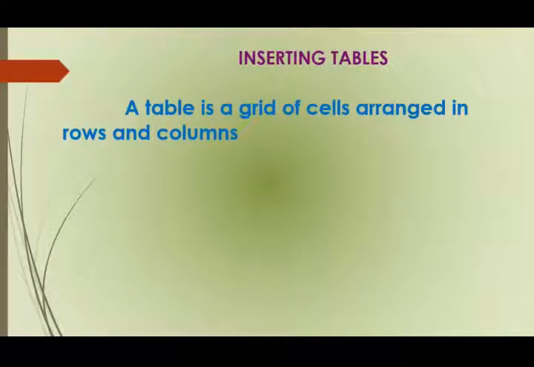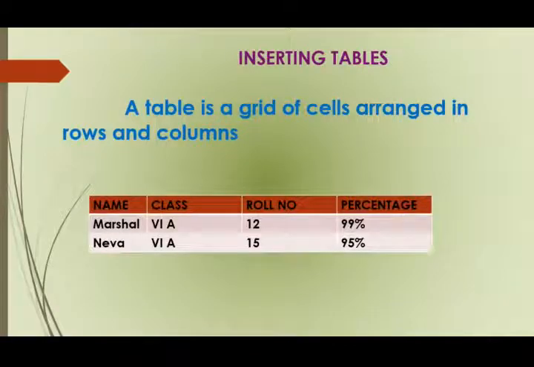And the next topic is inserting tables. What is meant by a table? A table is a grid of cells arranged in rows and columns. Tables are useful for various tasks such as presenting text, information and numerical data. Students, see in this image, the information is placed into rows and columns. This is called a table. Let us see the steps for inserting a table.